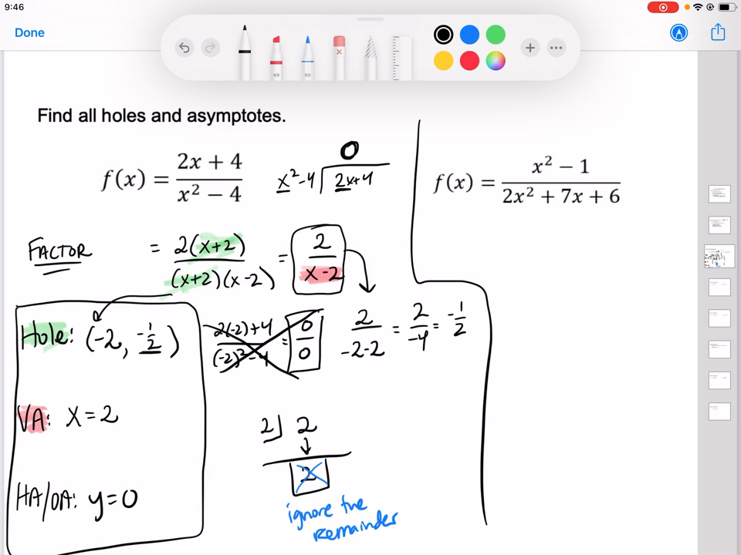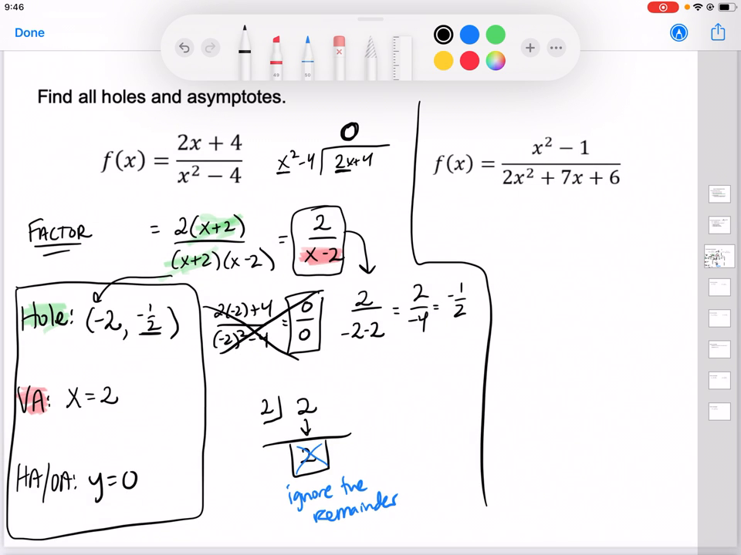Okay, so we'll do the next one. Once again, the first thing I do is factor. So I'll get x plus 1, x minus 1 on the numerator, and then 2x plus 3 and x plus 2 on the denominator. So there are no common factors, so holes, there are none.